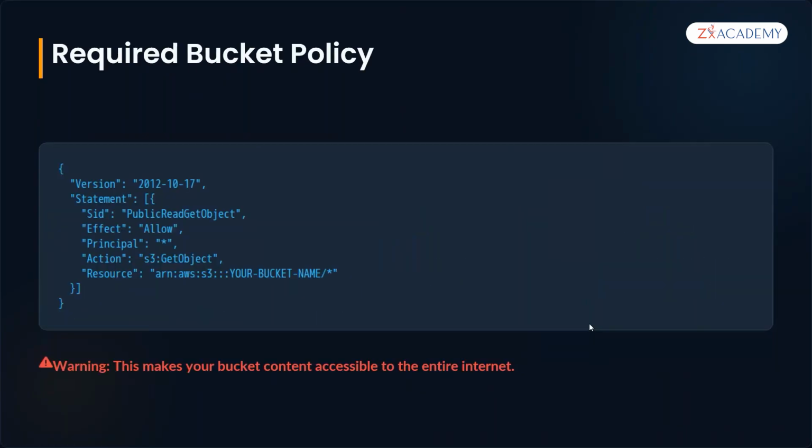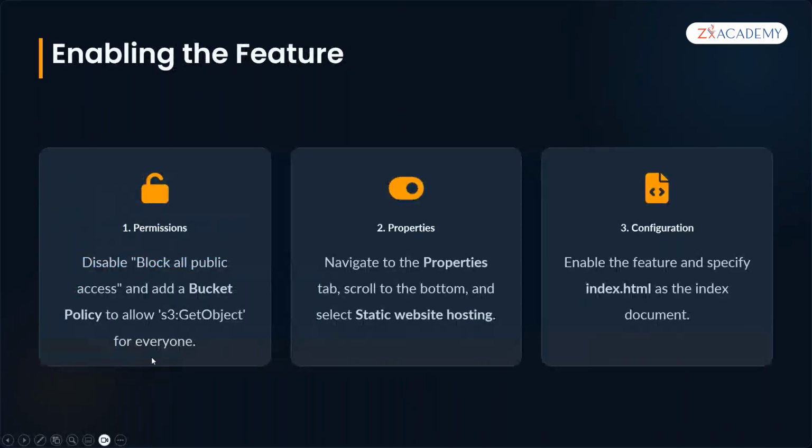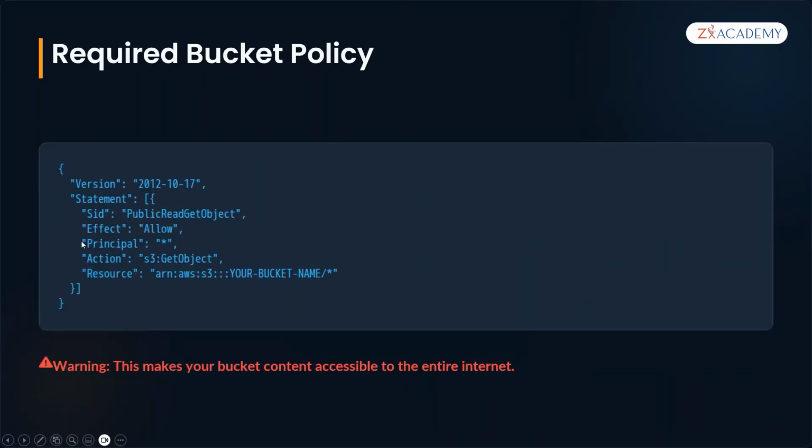Then, very important, you need to also write this bucket policy. You need to enable the bucket policy, and bucket policies are in JSON format. So this is what we need to do, and we have already seen it. You need to allow this bucket policy, and the action you should allow is get object for everyone. So that is what we see here.